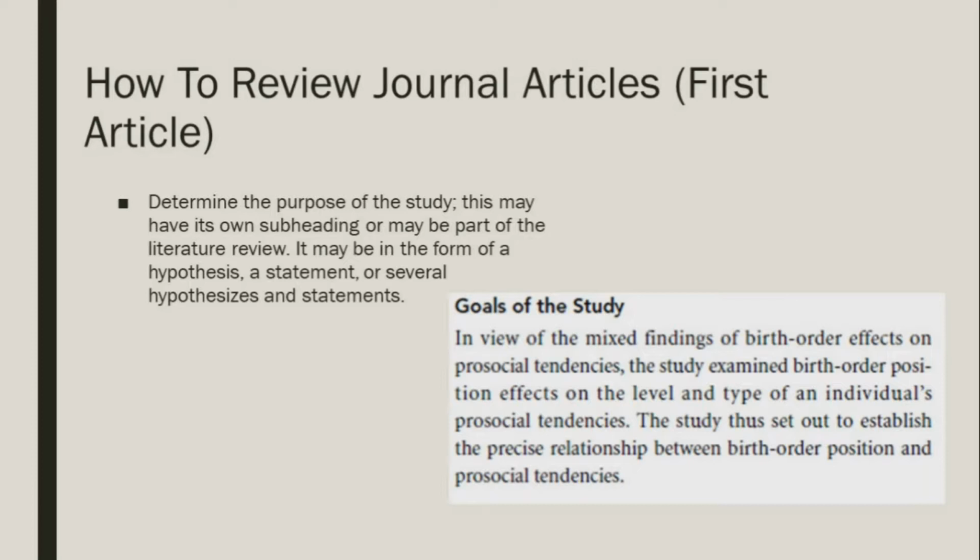The next step is to locate the specific purpose of the article. This is sometimes discussed in the introduction, the literature review, or under its own subheading. The reason I like to look for the purpose is because there's often more to the question than what is discussed in the abstract. Here we can see that the purpose of the study is, in view of mixed findings of birth order effects on prosocial tendencies, the study examined birth order position effects on the level and type of an individual's prosocial tendencies. The study thus set out to establish the precise relationship between birth order position and prosocial tendencies.